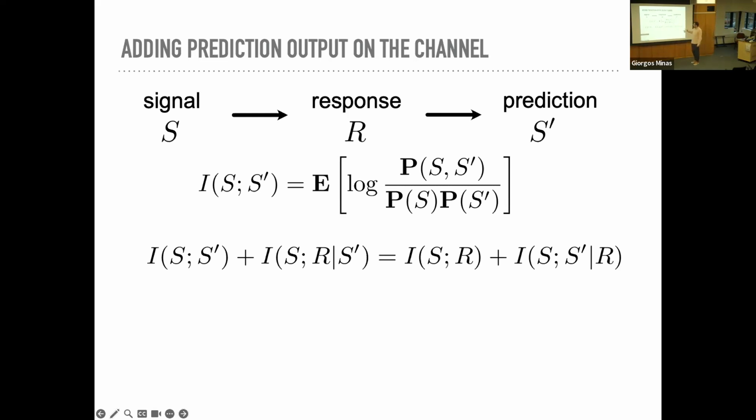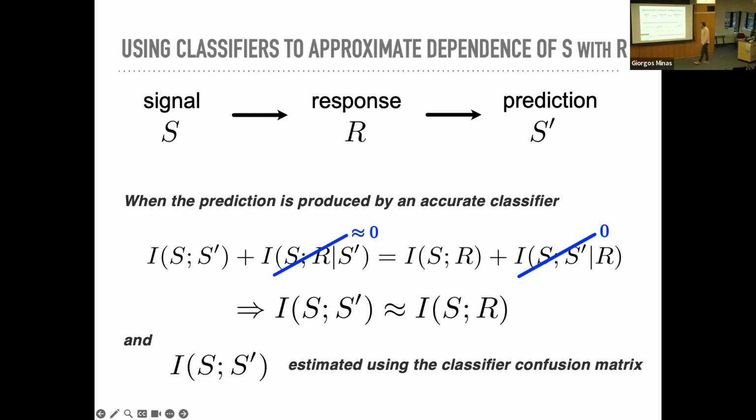And the other thing is that it's related to the original measure of dependence we wanted. In particular, in a broad sense, if you have a classifier that is accurate in predicting the signal, then you can cross out the other terms, and this measure that we can easily compute is very close to the actual thing that we want to estimate, the signal to response dependence.